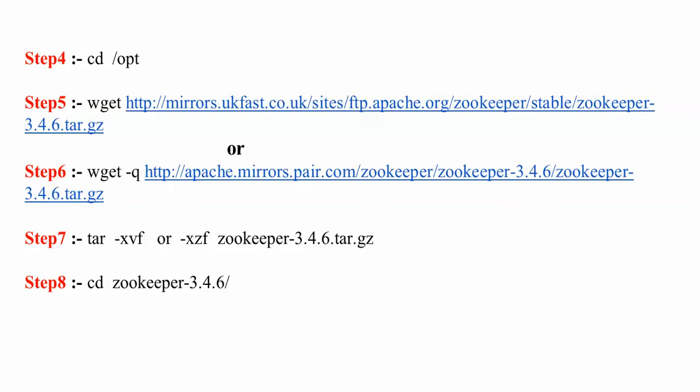After that I'm going to download Zookeeper. Steps 4, 5, 6, 7, 8 are the procedure. First I go inside the opt folder, then I download Apache Zookeeper. For step 5 and step 6 you can use either one to download. Step 7 is to unzip, and step 8 is to go inside the folder.